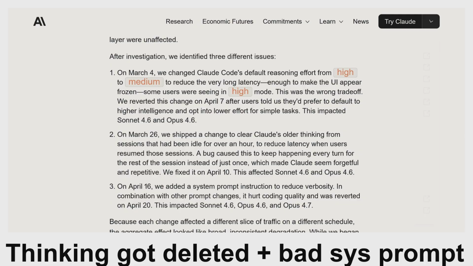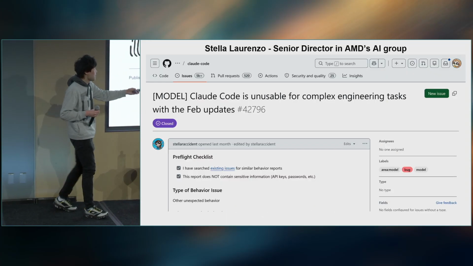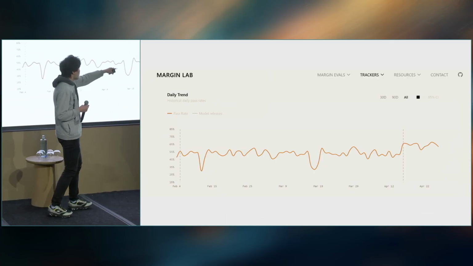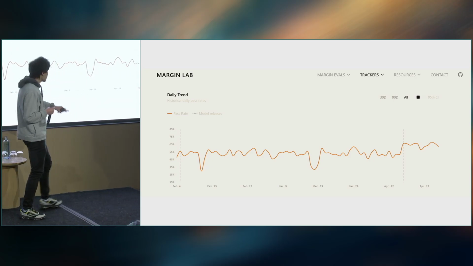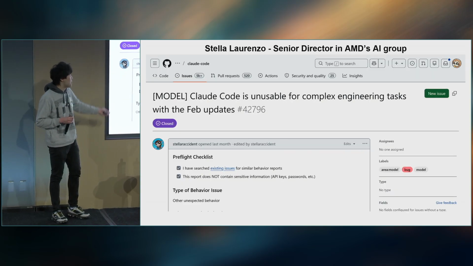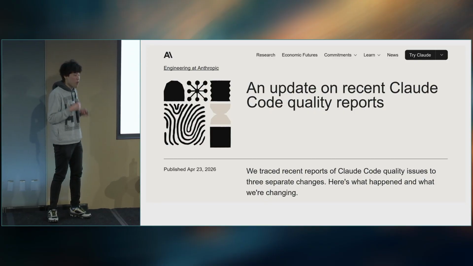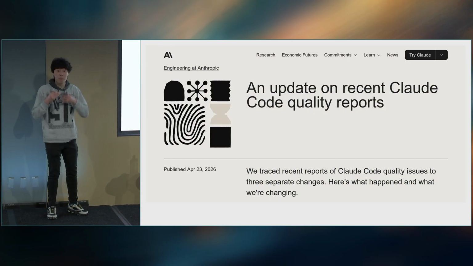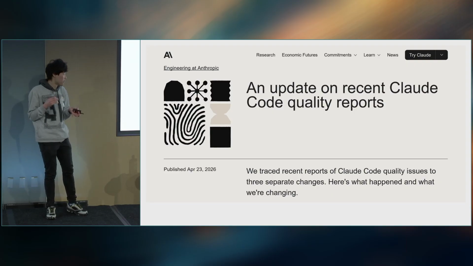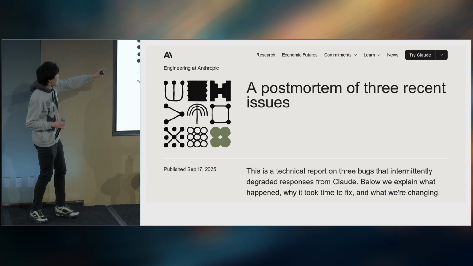And the reason why it got worse is the thinking got deleted one time before, and there was a bad system prompt. And Anthropic, because they fixed it, now the accuracy has shot up. And this is also because of Opus 4.7. But because of these bugs in the tooling, the model becomes dumb, right? So it's not actually the model that becomes dumb, the tool was the problem. And so the main point, yeah, they have this post-mortem.